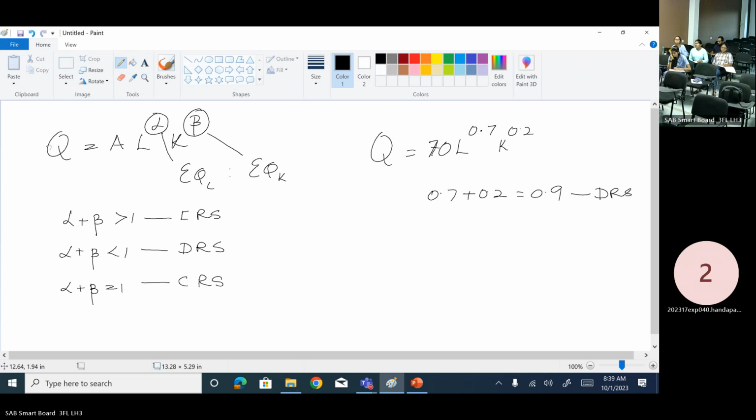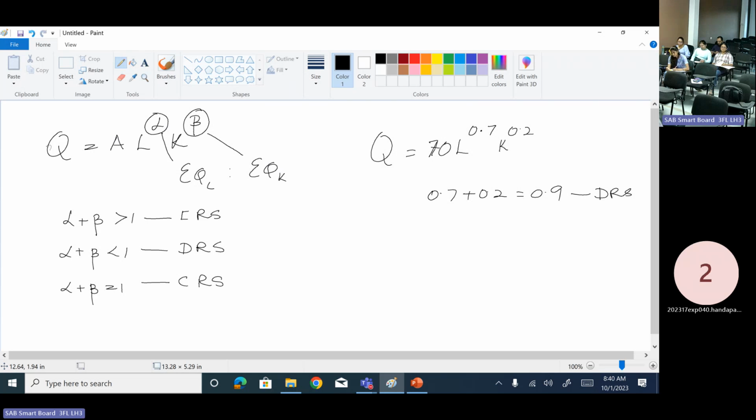Now we know that if you differentiate the production function, this is actually the slope of the Cobb-Douglas production function. That explains the marginal rate of technical substitution. We remember that the MRTS is the slope of the production function.